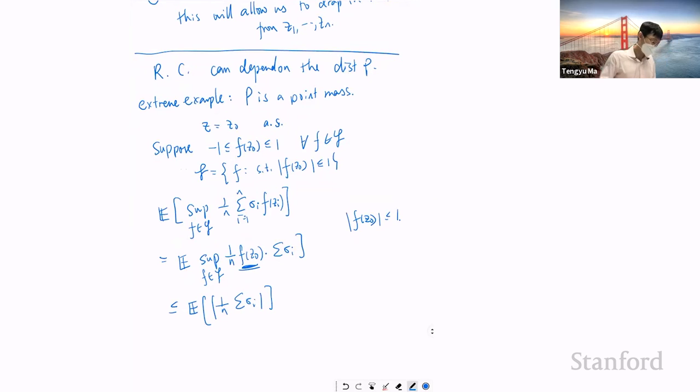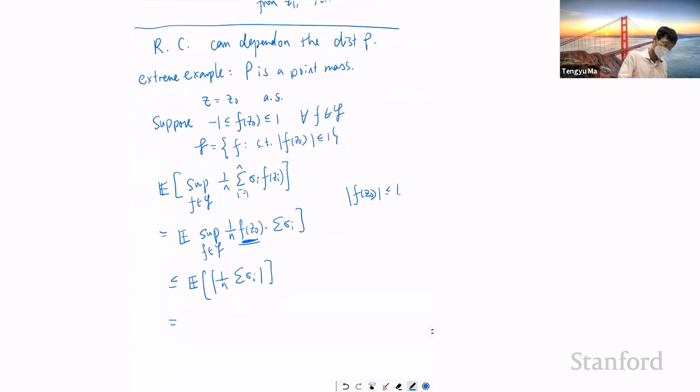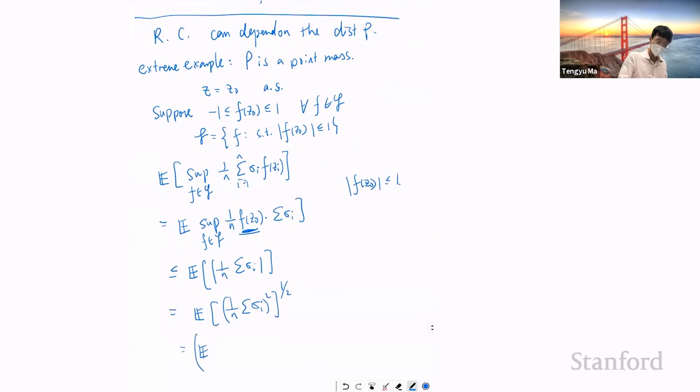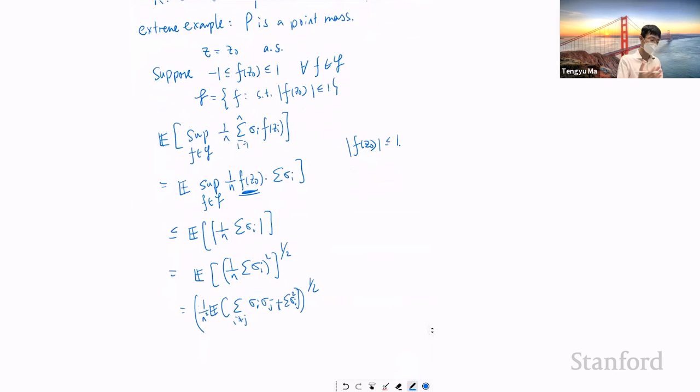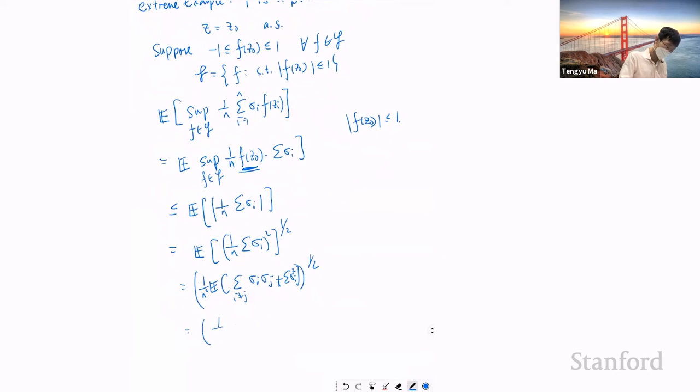Right. So then you use Cauchy-Schwarz. So the expectation of this random variable is smaller than the expectation of the square of the random variable to the power half. And these derivations, we're going to see this kind of derivation several times. So you get one over n, expectation of the sum of sigma i sigma j, i not equal to j, plus the sum of sigma i squared. I'm just expanding it, so you get 1 over n squared.